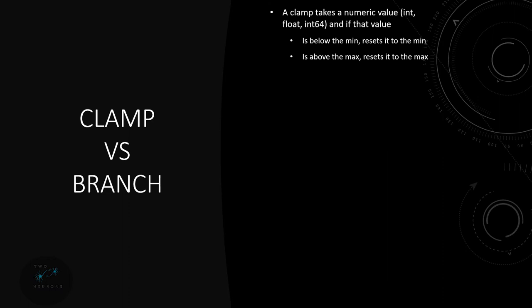Okay, so what is a clamp versus a branch, first off? A clamp takes a numeric value, be it an integer, a float, an int 32, an int 64, what have you, and if that value is below a minimum that you set, it resets that value to the minimum. So if your minimum is 0 and you pass in -1, it converts -1 to 0. Now, if it is above the maximum, so if that value you pass in is 105 and your max is 100, it resets it to 100, the max that you put in.